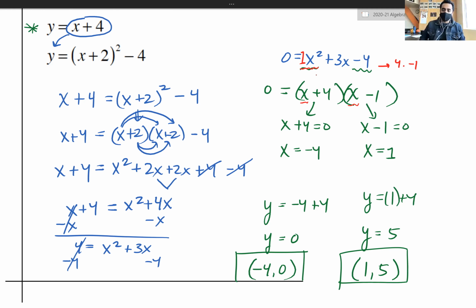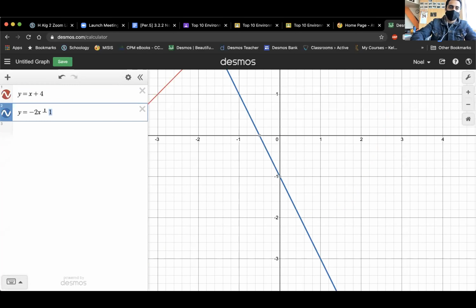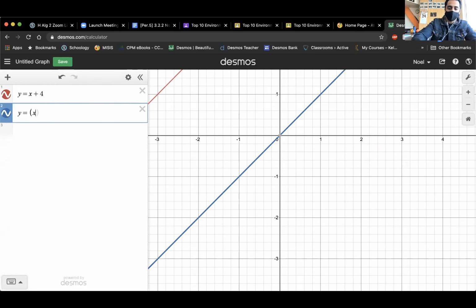So it's likely that sometimes you have only one solution because it's only one point of intersection. Other times it's likely you have 2 points of intersection. All right. And again, what's the one for sure way you can check your work? You can graph. There you go, right? So we can graph it in Desmos and confirm that these are the intersection points. So we have x plus 4. And then we also had, what was it? Was it (x plus 2) squared?